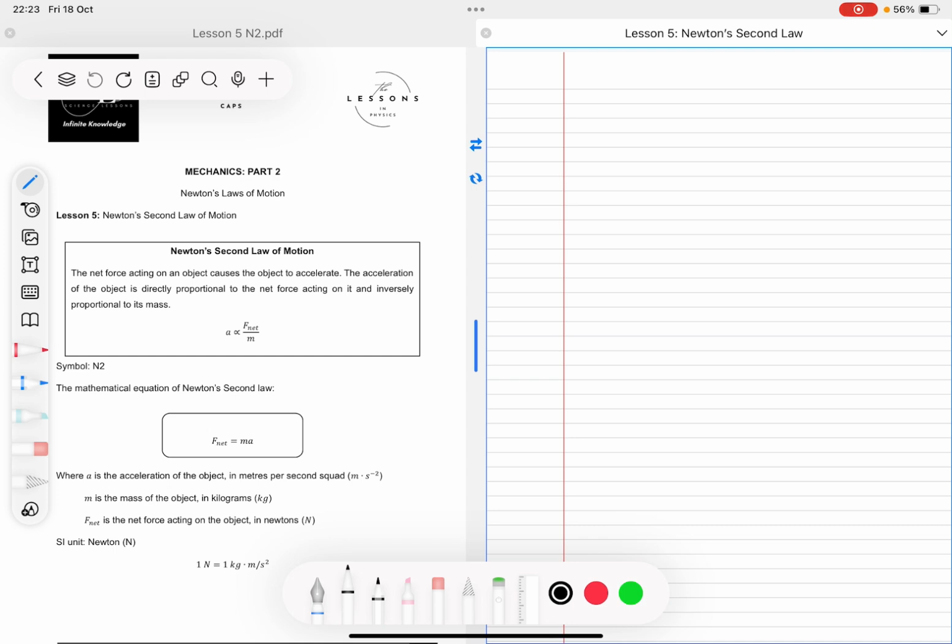Lesson 5 is dedicated to Newton's second law of motion. We will deduce how the net force causes objects to move.